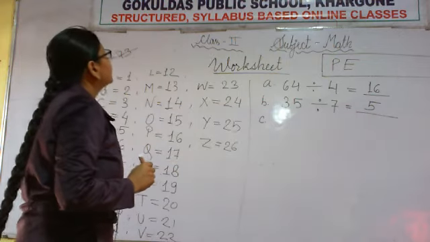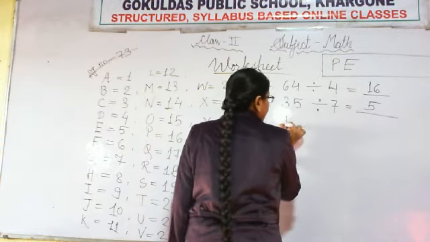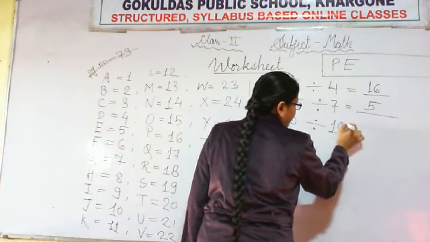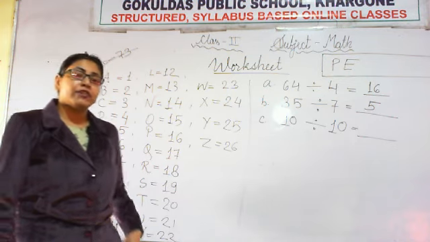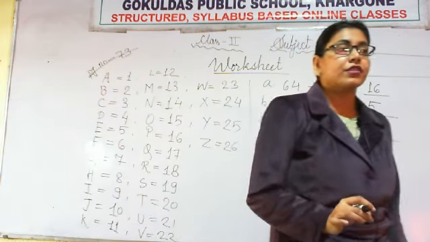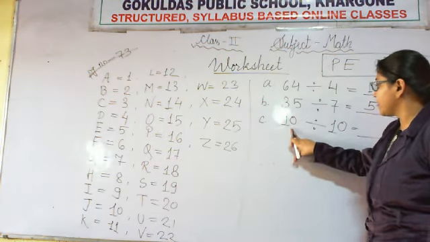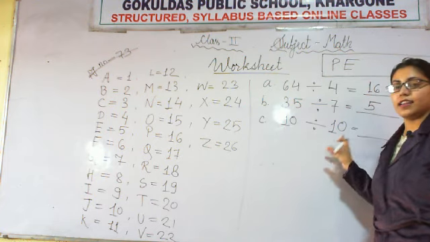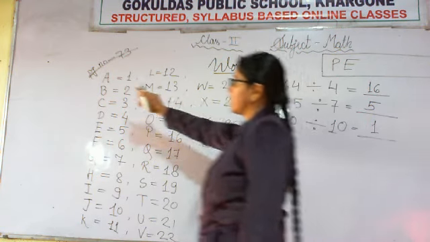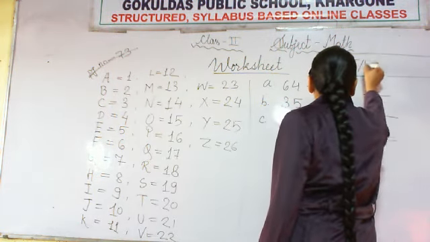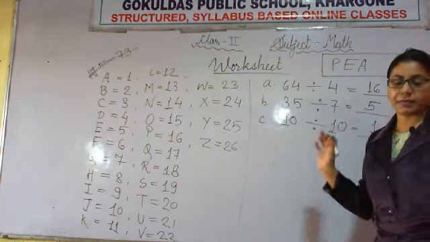Now the next question, C. 10 divided by 10. Now remember our division property: whenever a number is divided by itself, the result will be 1. So here we are dividing 10 by itself, 10 by 10 is 1. So by the property, simply we can write 1. Now for number 1, letter A is there. So the next letter in the message is A.